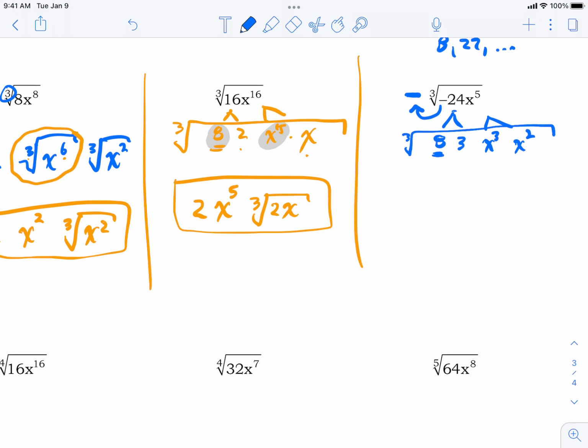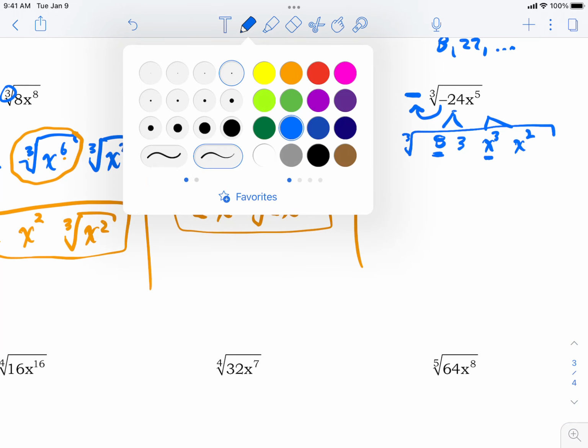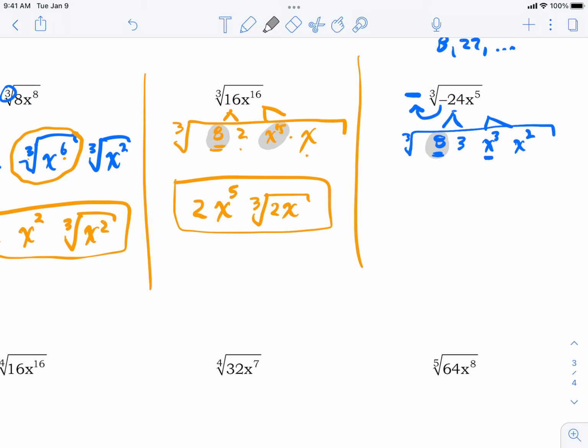Now comes the part where I can simplify some of these things, right? The cube root of 8 can be simplified. It would become a 2, and it will be out here now. It's not inside a cube root anymore. If you cube root it, it gets out of the cube root, right? It's a 2. And the same thing here. If you take the cube root of x cubed, you get an x. Out of the radical. It's free.